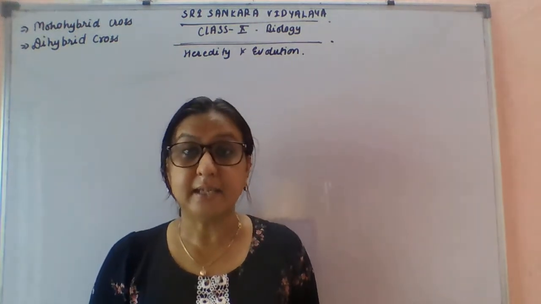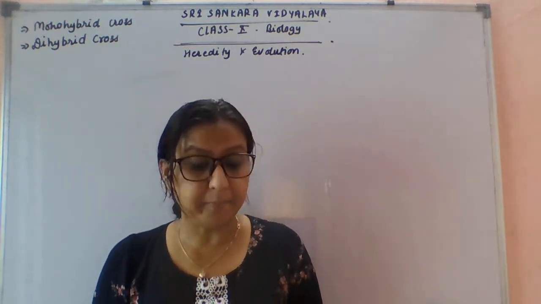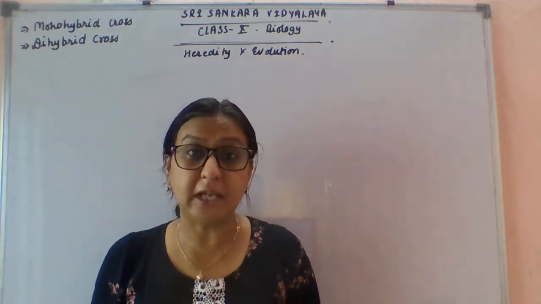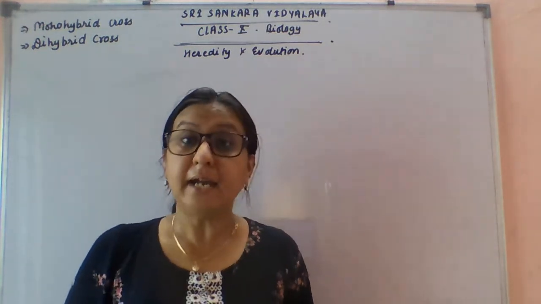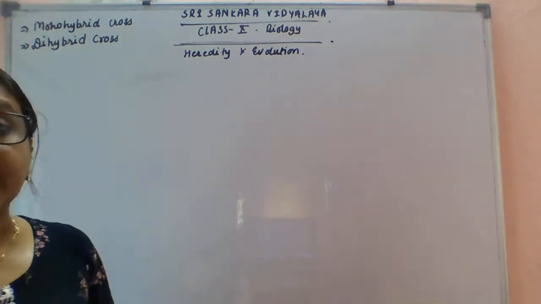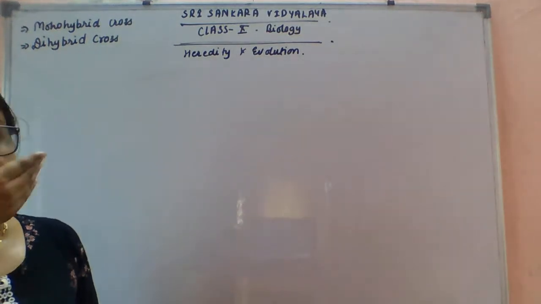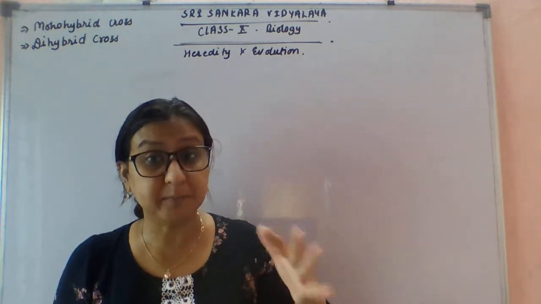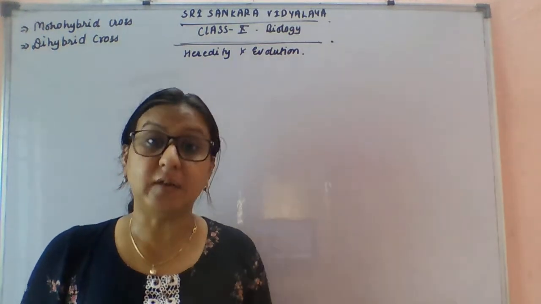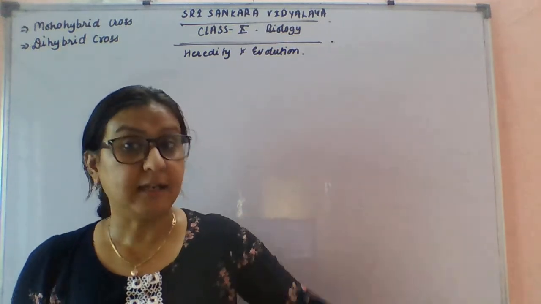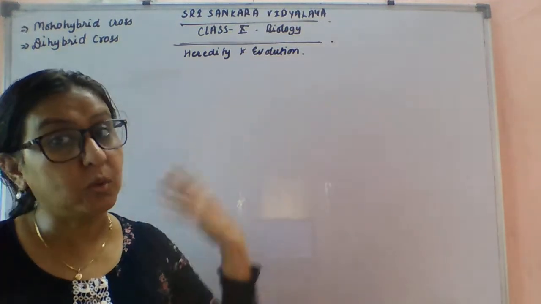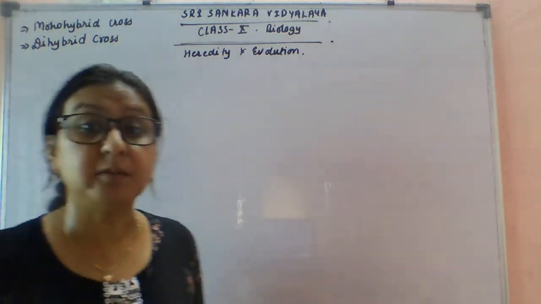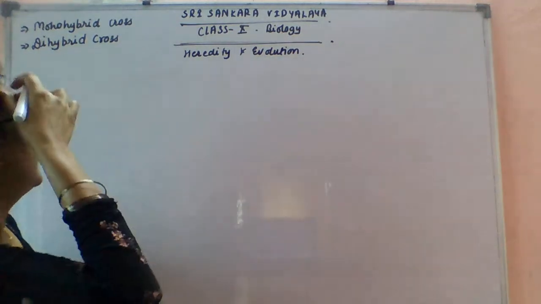In the last class, I explained to you about Mendel's experiment. Mendel selected the pea plant, or you can say Pisum sativum, for his experiments and did the monohybrid cross and dihybrid cross. He chose this pea plant because there are 7 contrasting characters, which I also explained in the last class. Now I am again repeating the monohybrid cross and dihybrid cross.